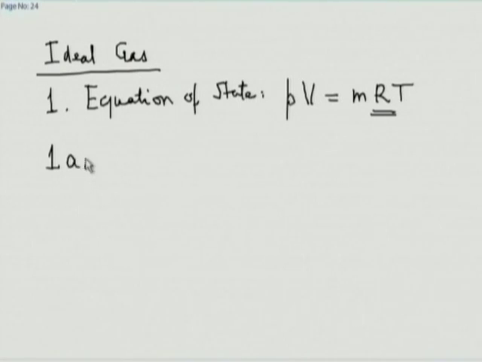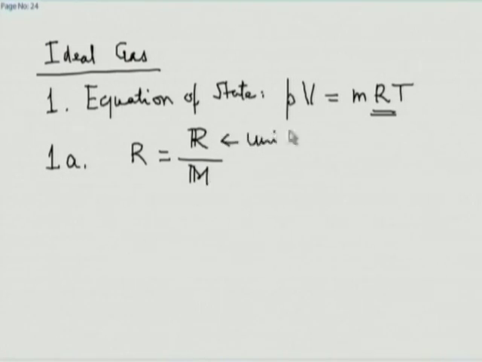I will write this as 1A. Now we take help from physical chemistry or the simple molecular theory of gases, and then we realize that there is something called a universal gas constant, which relates to individual gas constants by their molecular weight. So we have the gas constant for any gas related to the universal gas constant divided by molecular weight.